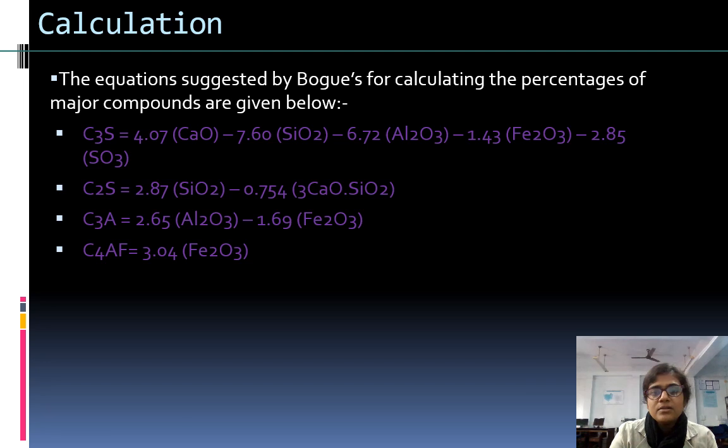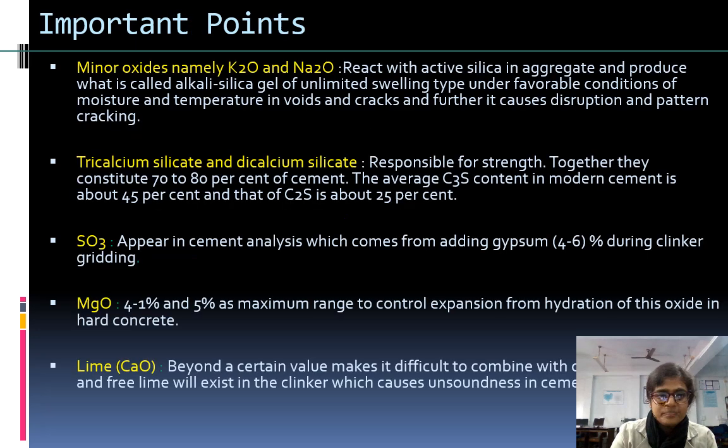According to Bogue's calculation, we can actually find the percentages of the major compounds, and these are a few of the formulas stated by him, depending on the composition. Now, what are the major important points we need to remember?